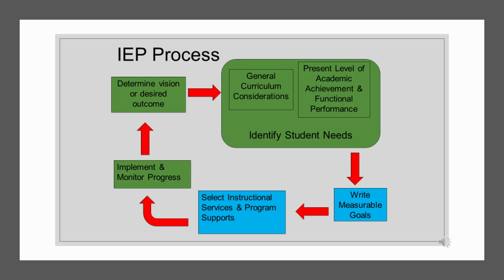Data from the PLAFP is aligned with skill sets contained within general curriculum to inform the development of meaningful, measurable, ambitious, and achievable annual goals. In addition, the team designates services, supports, and supplementary aids that are needed to implement the individualized education program goals. One of the most important steps in the process is to implement the IEP and monitor the student's progress toward IEP goal attainment. Data on the student's progress then is used to refine and further develop the vision or desired outcome for the student.